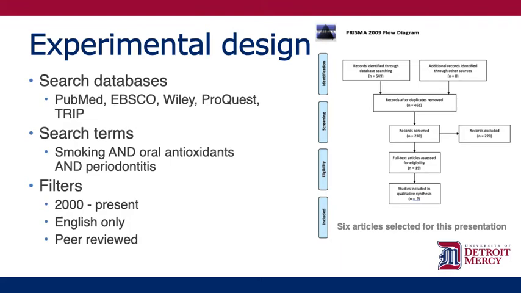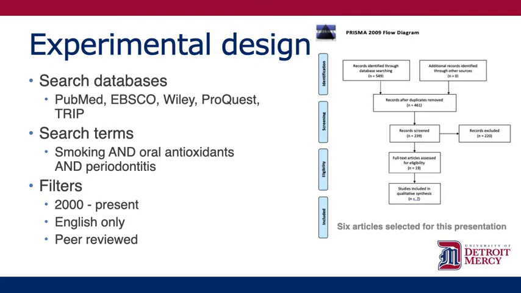We started our experimental design for this systematic review by searching specific terminology such as smoking, oral antioxidants, and periodontitis in the PubMed, TRIP, EBSCO, Wiley, and ProQuest databases. We filtered our search to publications post-2000, English only, and peer-reviewed articles. On the right, we have identified a total of 549 articles. After removing duplicates, we ended up with 461.